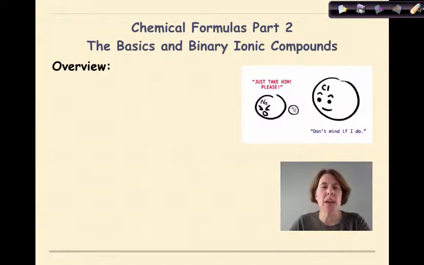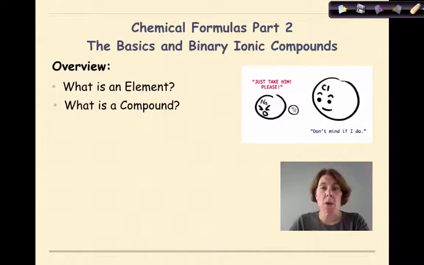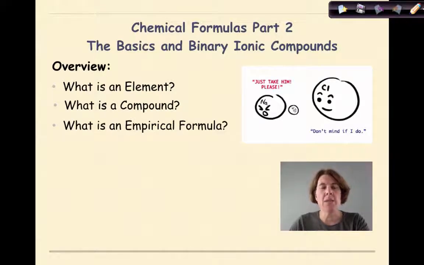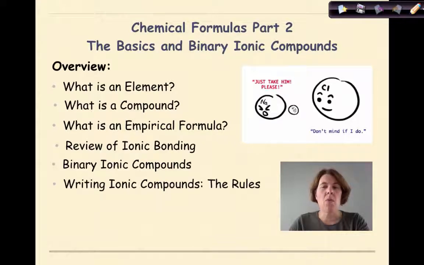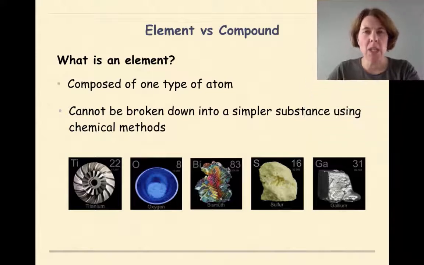Specifically, we're going to be looking at the basics of writing binary ionic compounds. So the first thing that we're going to do is redefine what an element is, talk about what a compound is, look at empirical formulas, have a tiny review of ionic bonding, look at binary ionic compounds, and finally write ionic compounds, the rules that we have to follow, and sum it up with a little shortcut method called the Crisscross method. So the first thing that we need to do is talk about elements versus compounds.